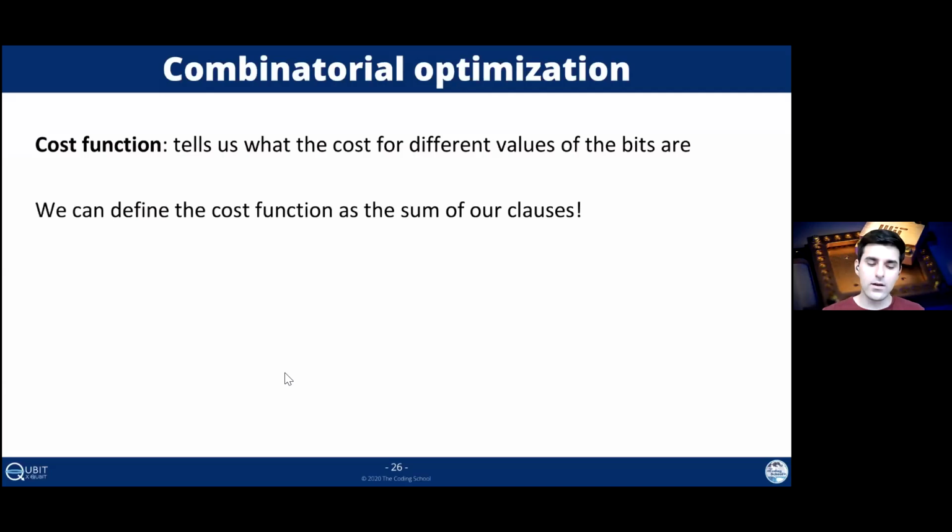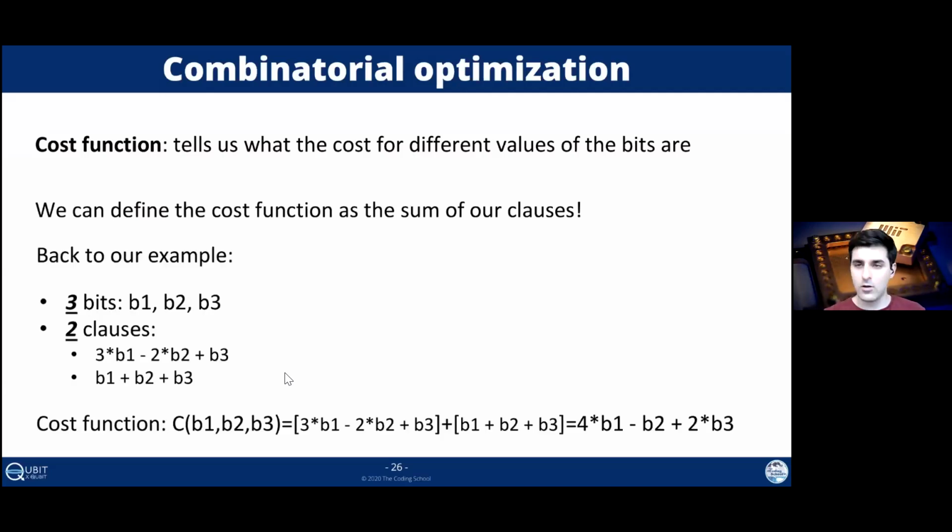Now, we can define the cost function as the sum of our clauses, just that simple. And again, going back to the example that we had with 3 bits, B1, B2, and B3, and 2 clauses defined as follows. This is, again, same as before. The cost function, which is going to be a function of the value of our bits, so the cost function of B1, B2, and B3, is just going to be the sum of these 2 clauses.